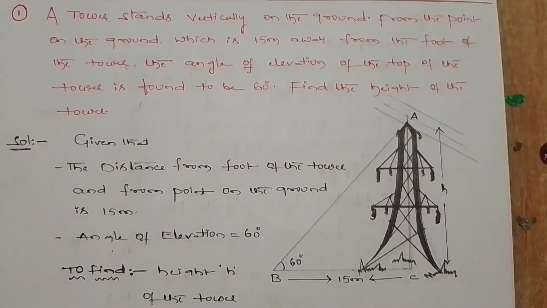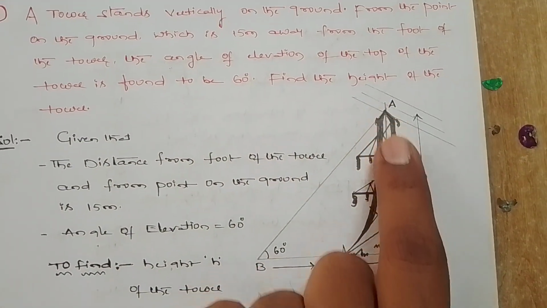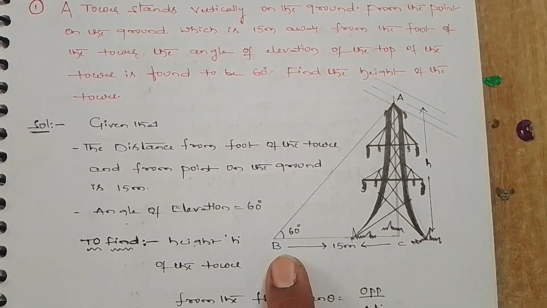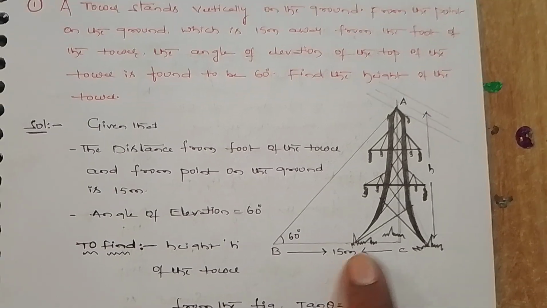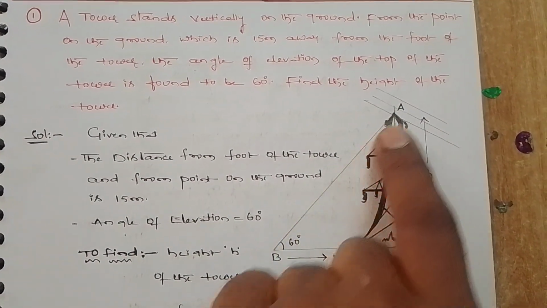So based on the question, this is the figure. We need to find the height of the tower. And the distance from the tower to the point of observation is given as 15 meters, and the height we need to find. So this becomes a right angle triangle.